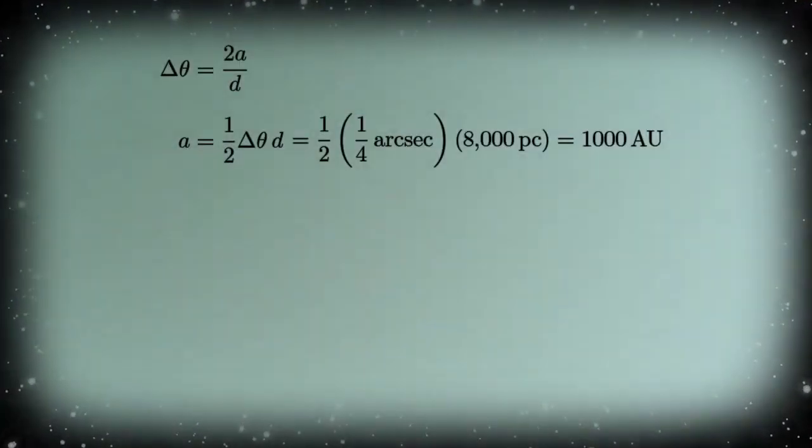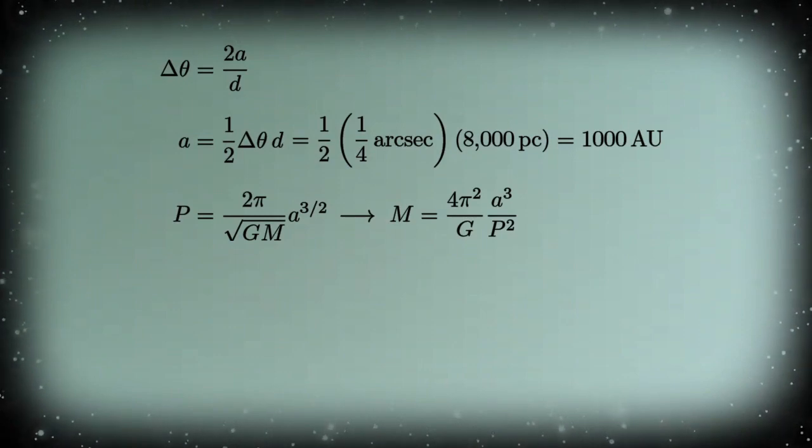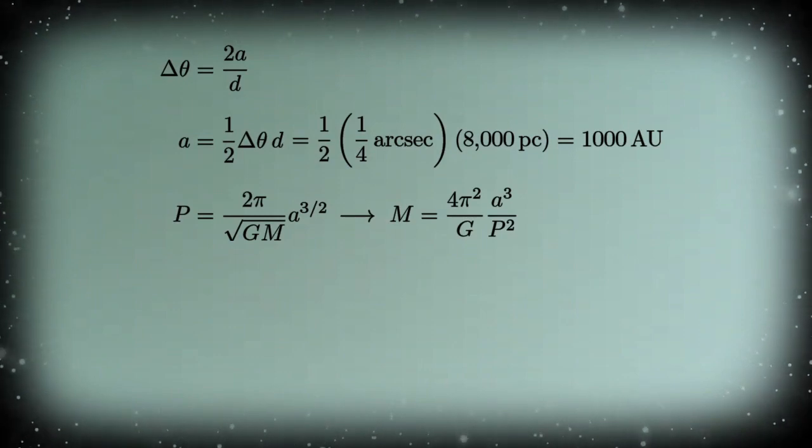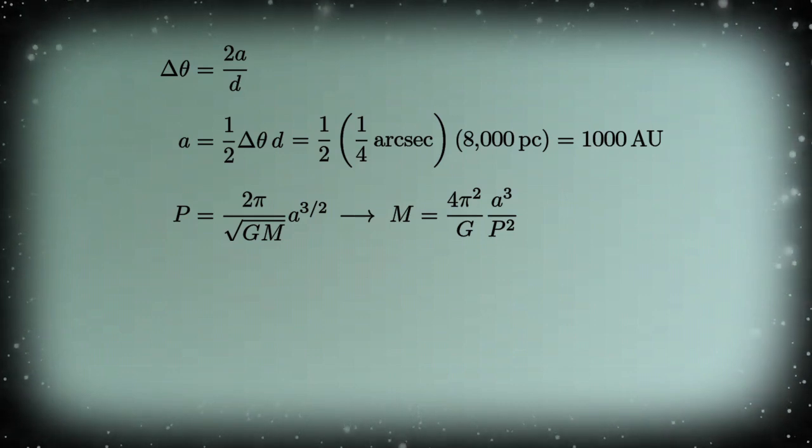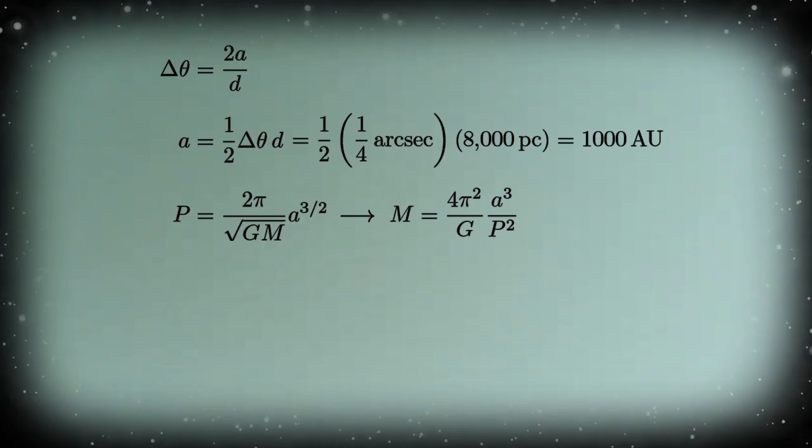And whenever we know both P and a, we can apply Kepler's third law to find the mass. First, let's rearrange Kepler's third law to solve for the mass. M equals 4 pi squared over G times a cubed over P squared. And at this stage, we could plug in the numbers, looking up the numerical value of G, converting a into meters, P into seconds, and so forth. But let's make life easier by converting the equation into a scaling relation.